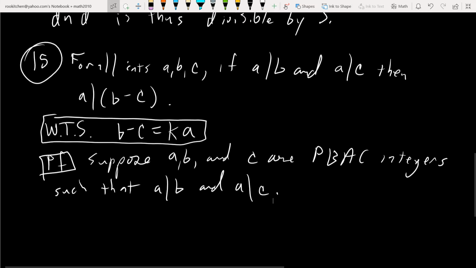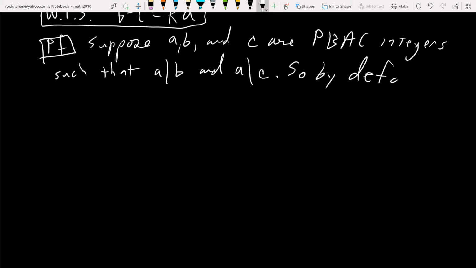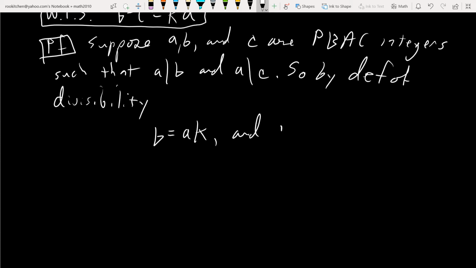We want to invoke the definition of divisibility here. By the definition of divisibility, B equals A times some integer, and C will also equal A times some other integer. They could be both the same, but we also want to allow for the possibility that they are different.